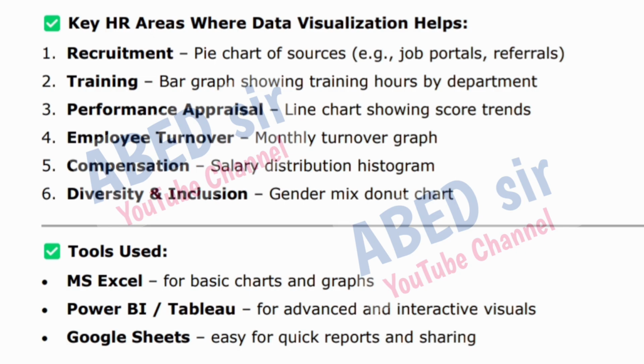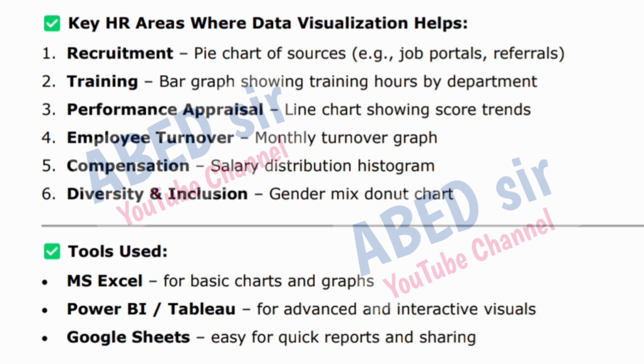Key HR areas where data visualization helps. 1. Recruitment: pie chart of sources, example, job portals, referrals. 2. Training: bar graph showing training hours by department. 3. Performance appraisal: line chart showing score trends. 4. Employee turnover: monthly turnover graph. 5. Compensation: salary distribution histogram. 6. Diversity and inclusion: gender mix donut chart.